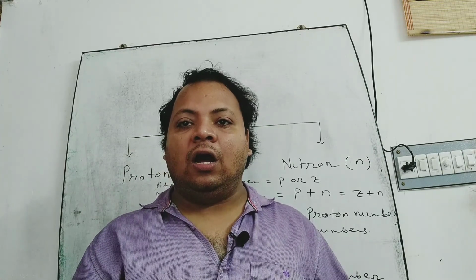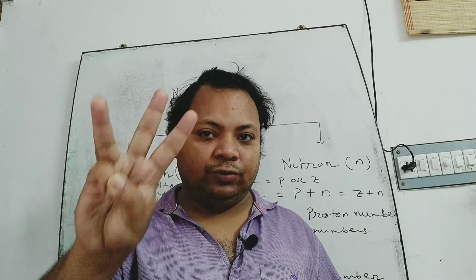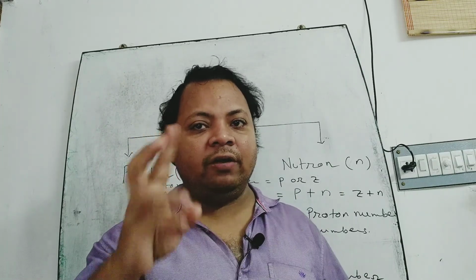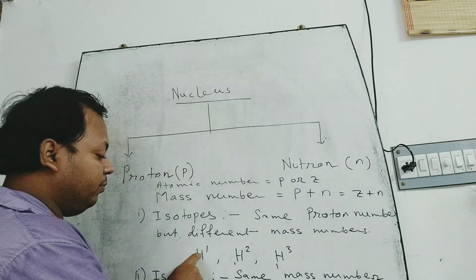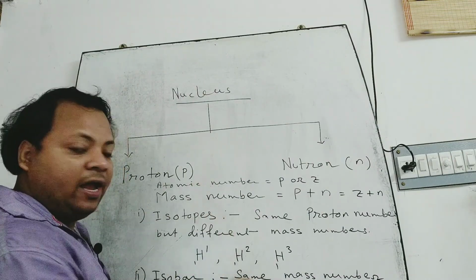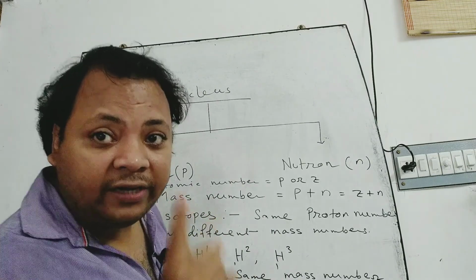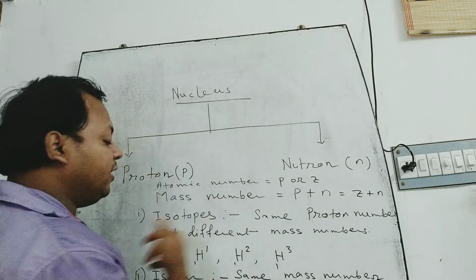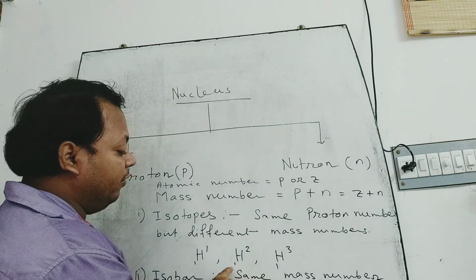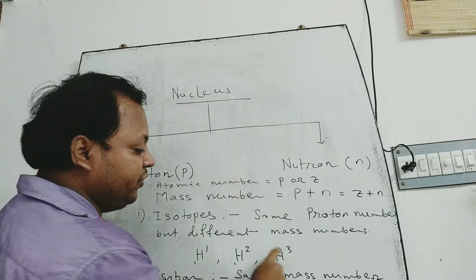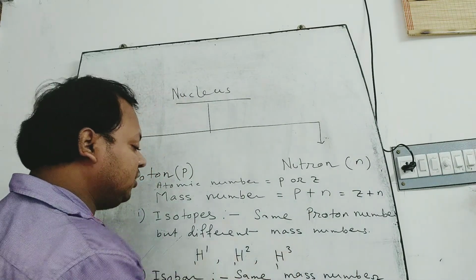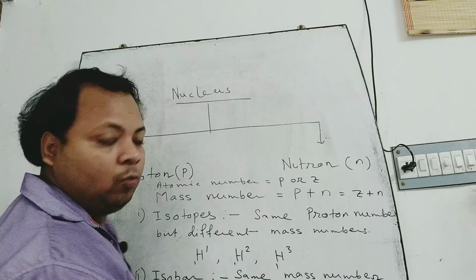Example, hydrogen has three isotopes: protium, deuterium and tritium. First, protium, H 1 1, that is, its proton number or atomic number is 1 and mass number is also 1, that is, no neutron. Next, deuterium, 1 neutron 1 proton, therefore mass number is 2 and atomic number is 1. Tritium, 1 proton 2 neutrons, that is, mass number is 3 and atomic number is 1.